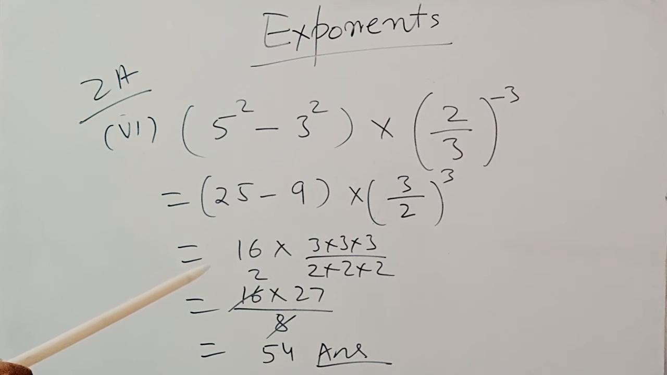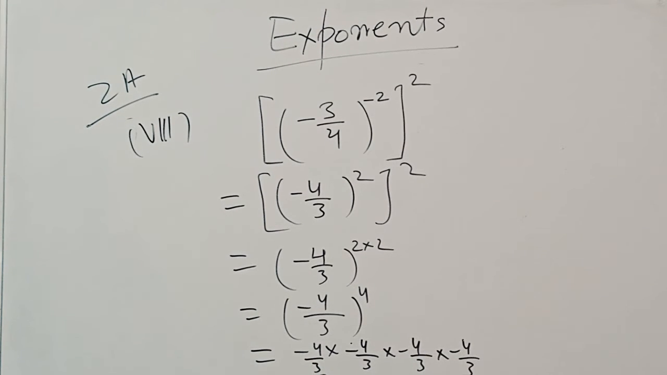So 3 into 3 into 3 and the denominator 2 into 2 into 2. 3 into 3 into 3 will give 27 and 2 into 2 into 2 is 8. So 8 goes into 16 two times, and 2 into 27 gives 54. That is the answer of question number 1, 6th part.